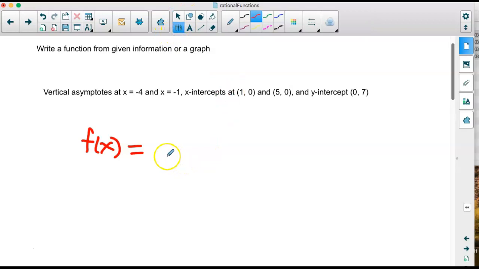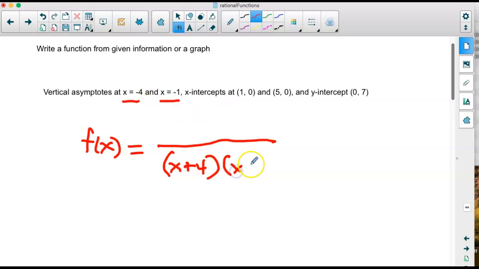Okay, so the vertical asymptotes are going to be building our bottom function. So this vertical asymptote at x equals -4 is going to be x plus 4 here. And this one right here is x plus 1. So that builds our denominator. Our vertical asymptotes build our denominator. X-intercepts build our numerator. So that means that it has to have x minus 1 in it, so that we have a 0 there, and x minus 5 in it, because it has 5.